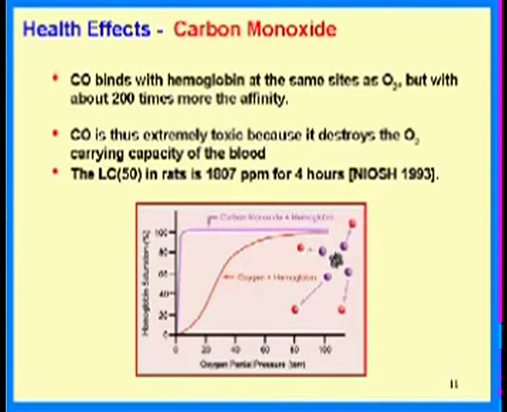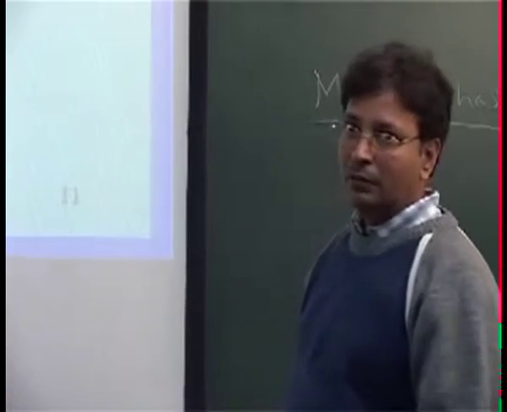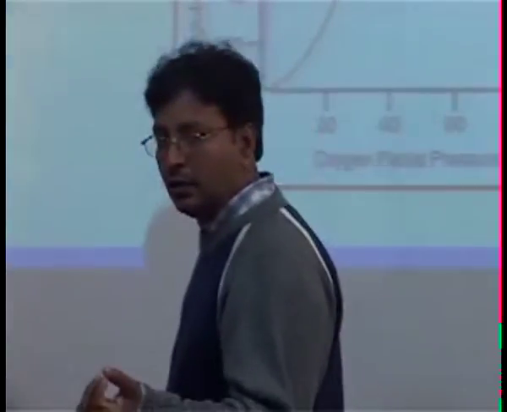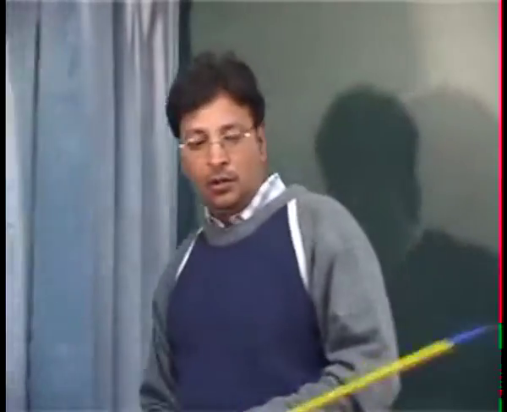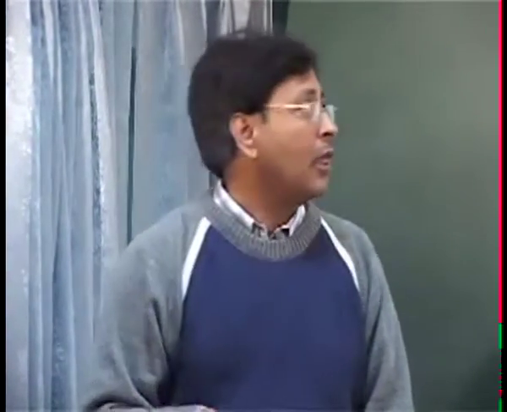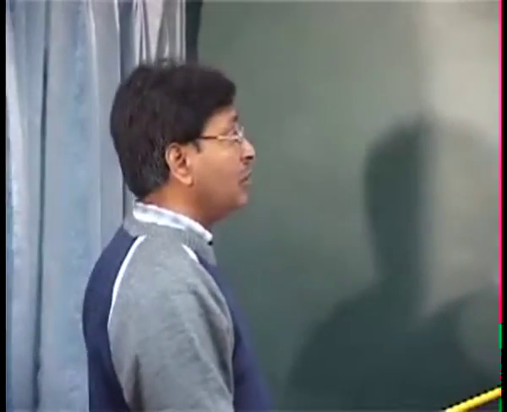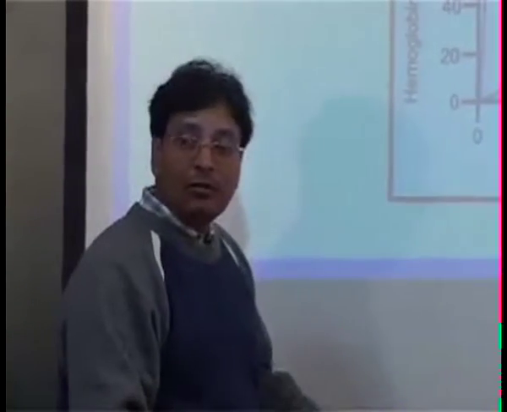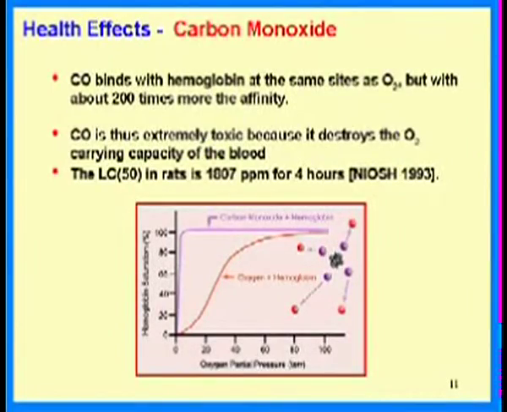Let's talk about carbon monoxide. CO binds with the hemoglobin at the same sites as oxygen, as you all know. Hemoglobin is a protein, right? And it has the sites where oxygen can be attached, CO can be attached, and even CO2 can be attached. Otherwise, if the oxygen doesn't attach to the hemoglobin, oxygen will not be transported in the form that the body needs.